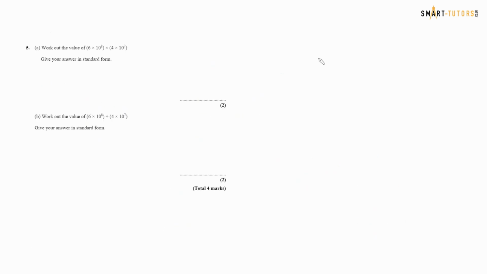Question number 5. Work out the value of 6 times 10 to the power 8 times 4 times 10 to the power 7. Give your answer in standard form. So 6 times 10 to the power 8, that's in one bracket, times 4 times 10 to the power 7. So 6 times 4 is 24 times 10 to the power 8 plus 7, which is 10 to the power 15. So that is equal to 2.4 times 10 to the power 1 times 10 to the power 15. So the answer is 2.4 times 10 to the power 16.